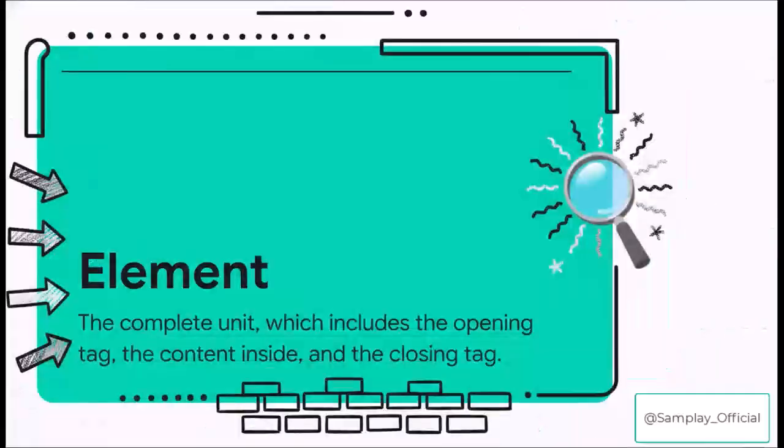And this is actually a pretty important little detail. Those bits in the angle brackets, the p and /p, those are the tags. But the whole shebang, the opening tag, the content in the middle, and the closing tag, that entire unit is called an element. And that's the real building block of any web page.